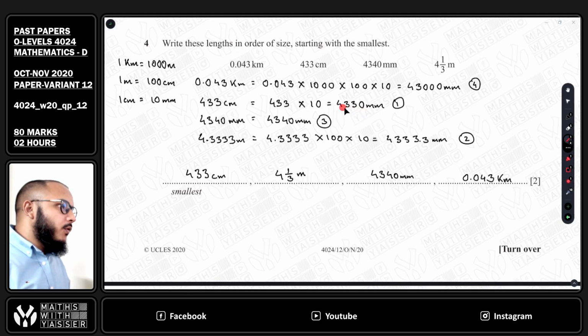So 4330 is the smallest, and I'm considering that to be 1 just for explanation reasons. And then we will have this one, and then we will have 4340, and finally we will have 43,000 millimeters. But we must leave our answers with the values that were provided in the question. Hence, the first one was 433 centimeter. The second one would be 4 1/3 meter. The third one will be 4340 millimeters, and the fourth one will be 0.043 kilometers.